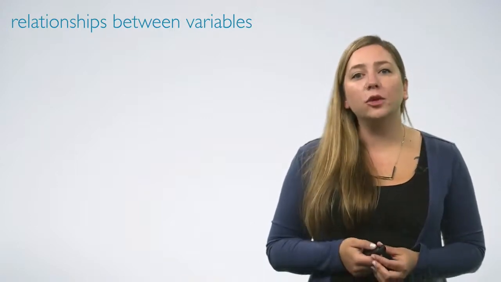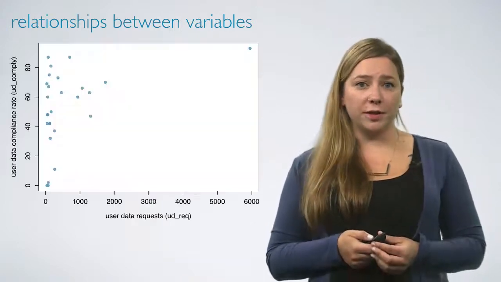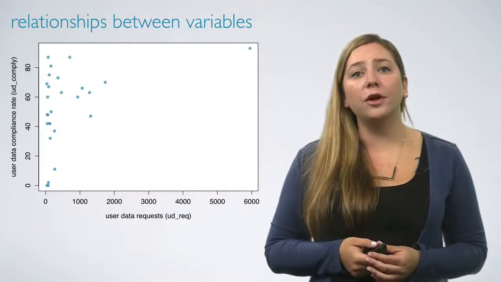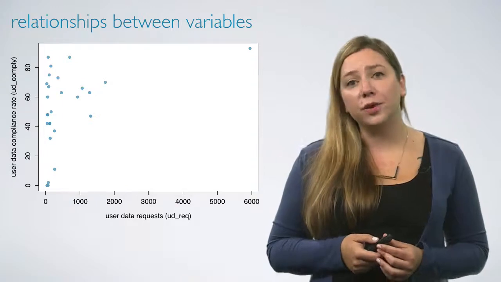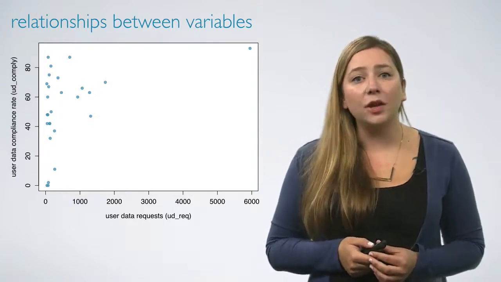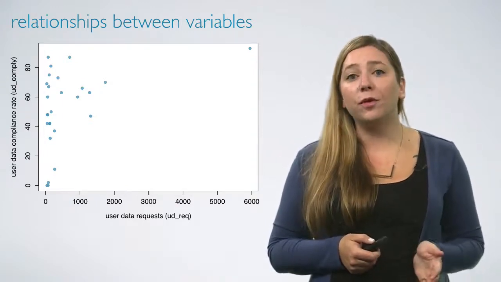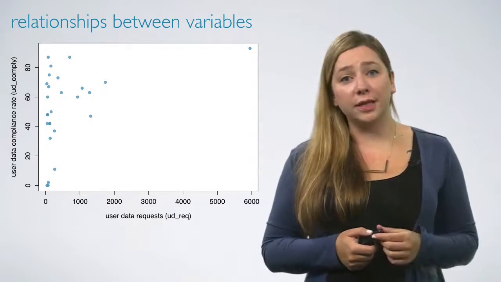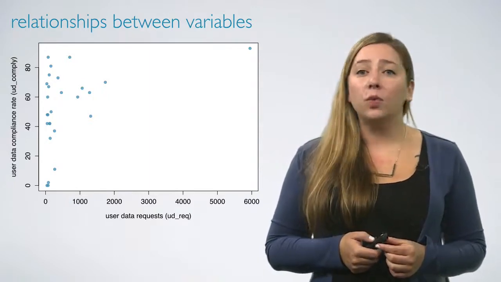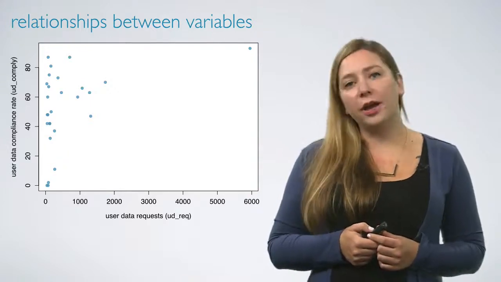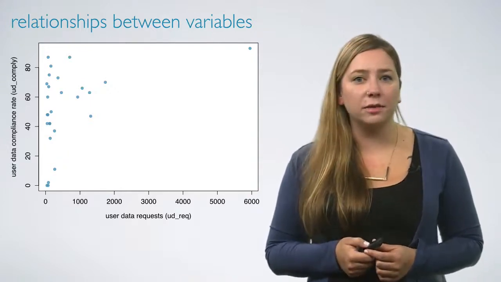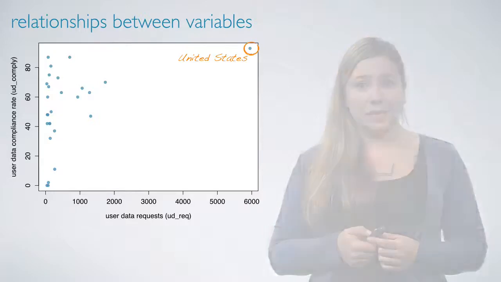Identifying the type of variable you're working with is always the first step of the data analysis process. Next, we start looking for relationships between variables. Here we have a scatter plot of the user data requests by countries and the compliance rate by Google. We can see that, on average, as the number of requests increases, so does the compliance rate, and that there is one country that sticks out as a potential outlier with much higher user data requests than the others. That's actually the United States.